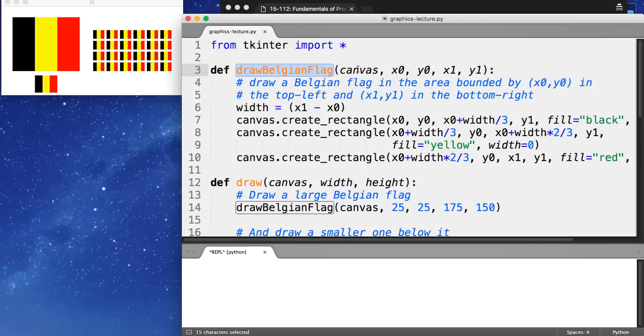And the parameters it's going to take is the canvas, because you always have to draw into something, so that will be the canvas we're drawing into. And then the left, top, right, bottom. And it'll draw a Belgian flag in that area. So we might call draw Belgian flag here with that left top and that right bottom, and then yet a different call here for that left top and that right bottom.